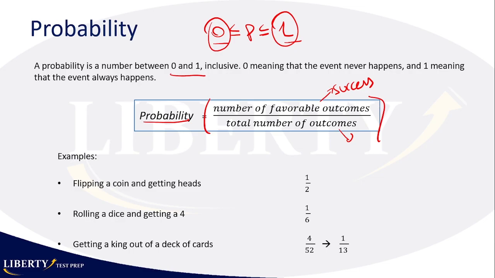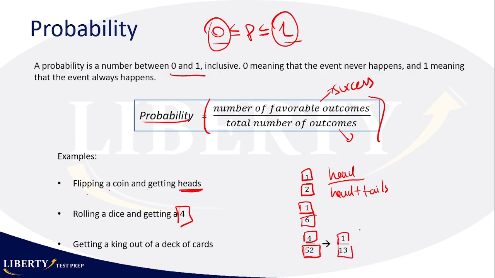Okay, so some examples are this: flipping a coin and getting heads. You want one outcome, the head, out of 2 possible things, because you have head and tail. You see? Rolling a dice and getting a 4. So you want one specific number, 4, out of a group of 6 possible numbers, 1/6. Getting a king out of a deck of cards, you get 4 kings in the whole deck, and here you get 52 cards. So it's 4 over 52, which is the same thing as saying 1 over 13. Okay, so that's what the probability is about.